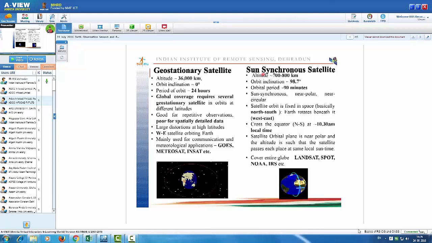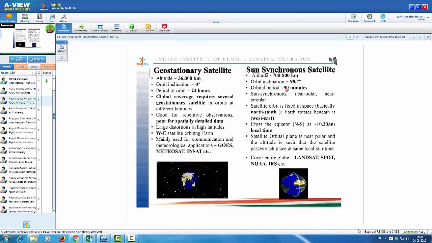Now, sun synchronous satellites. Normally, sun synchronous satellites are having lower altitudes. You can see compared to this, it's very low. Some satellites are having 900 kilometers, some are having 600 kilometers also. Now, orbital inclination is 98.7 degrees. This is just one example of a sun synchronous satellite. You can see it is near to the pole, 98.7 degrees, so that we can acquire the whole Earth surface. And orbital period is approximately 90 minutes.